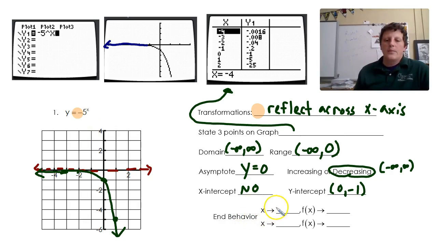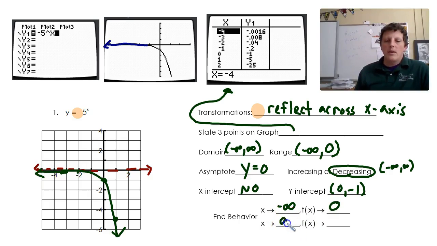For end behavior, let's start on the left. X approaching -infinity means as I go left on this function, so left. Now, this is not going up forever towards +infinity. It's approaching something else. It's approaching the asymptote. So we're going to say that the function is approaching the asymptote, which is 0.